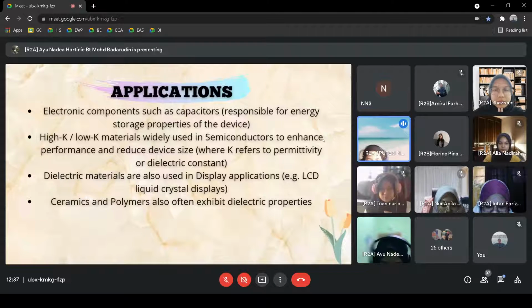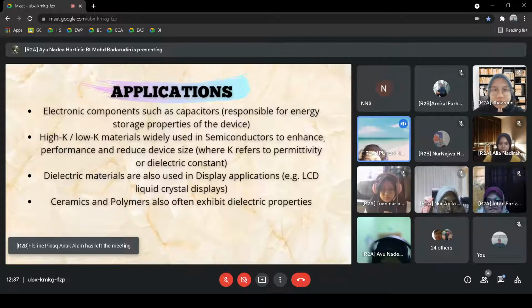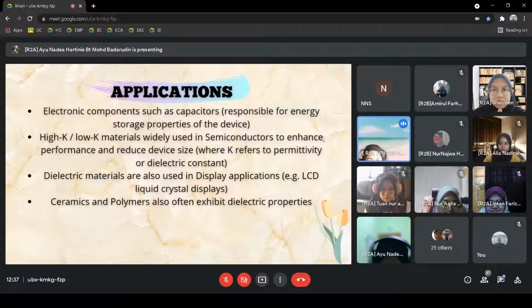So for the application, electronic components such as capacitors are responsible for the energy storage properties of the device. High K or low K materials are widely used in semiconductors to enhance performance and reduce device size, where K refers to permittivity or dielectric constant. Dielectric materials are also used in display applications like LCD. Ceramics and polymers also often exhibit dielectric properties. That's all from me. Thank you.